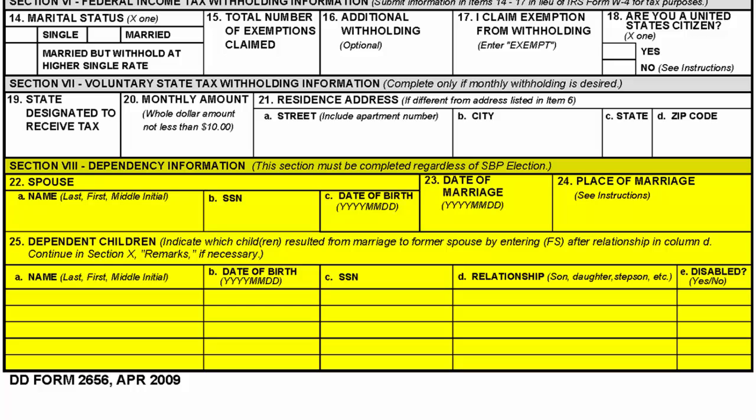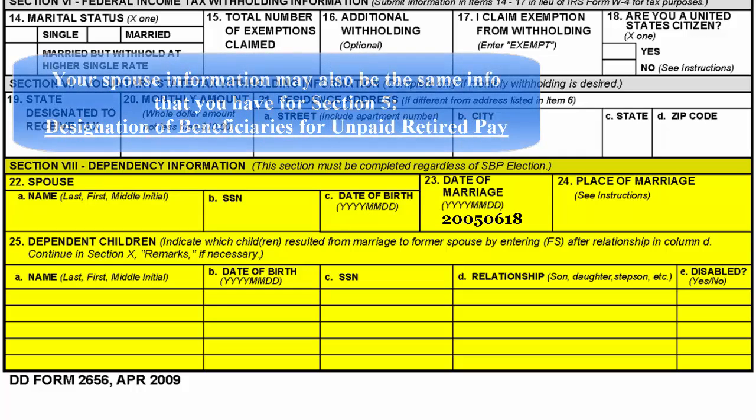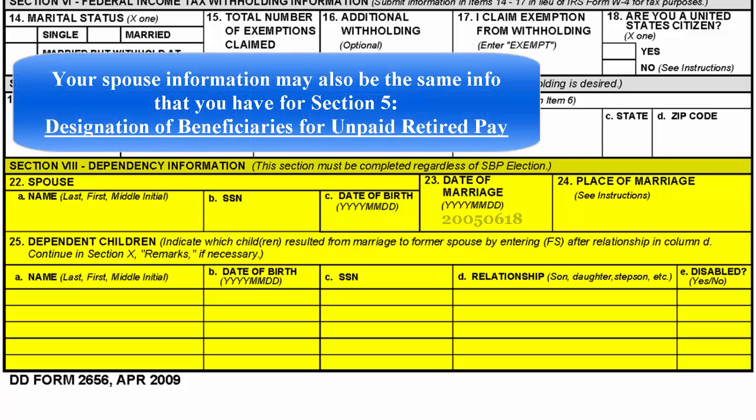Spouse's information will be name in last name, first name, middle initial format. 22B will be the social security number. 22C will be the date of birth in year, month, day format. 23 will be the date of marriage in year, month, day format. And 24 will be the place of marriage. The place of marriage is simply city and state. The spouse's information and the designation of beneficiaries for unpaid allowances from Section 5 may be the same.